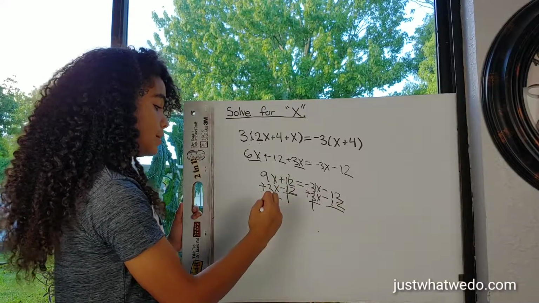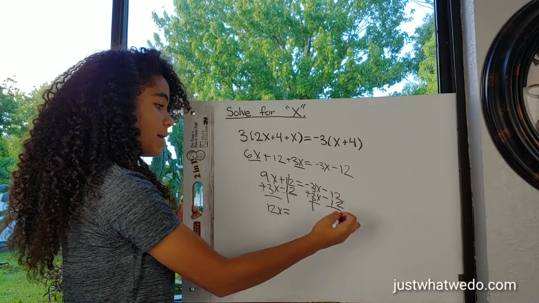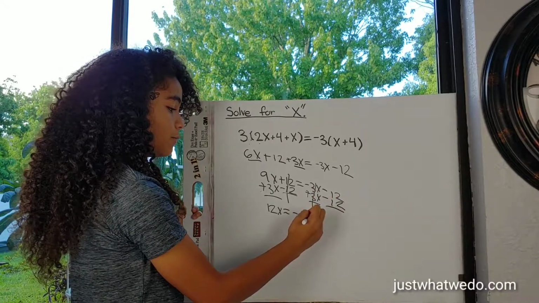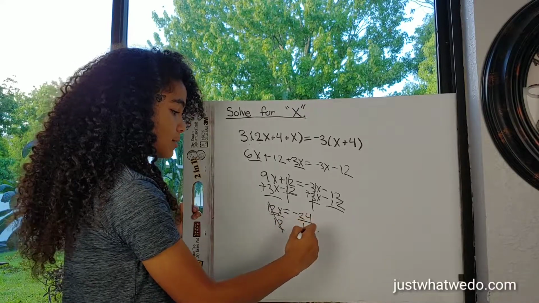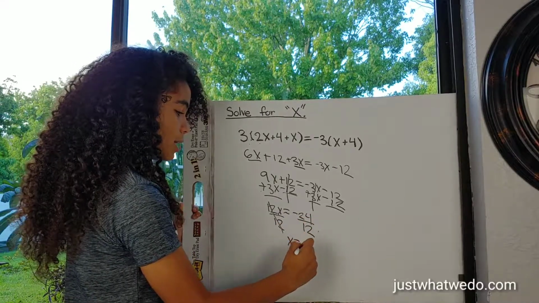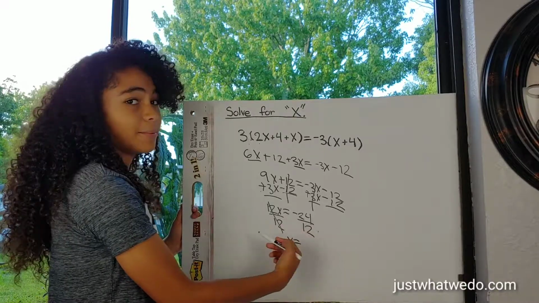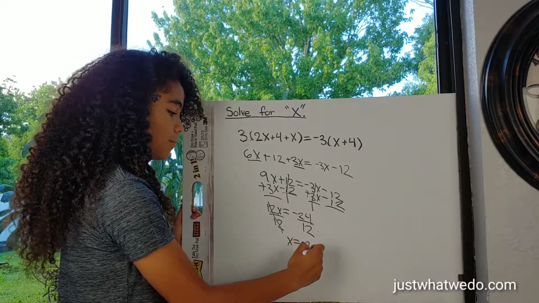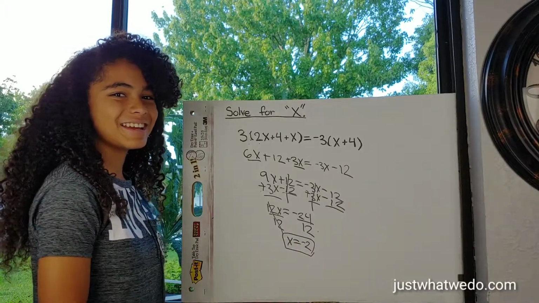9x plus 3x equals 12x equals negative 12 minus 12, which is negative 24. So then we just divide by 12 on both sides. x equals a negative divided by a positive is a negative. 24 divided by 12 is 2, so negative 2. And x equals negative 2 is the answer.